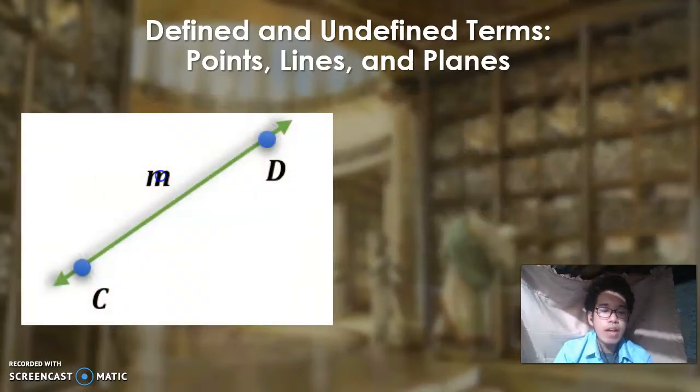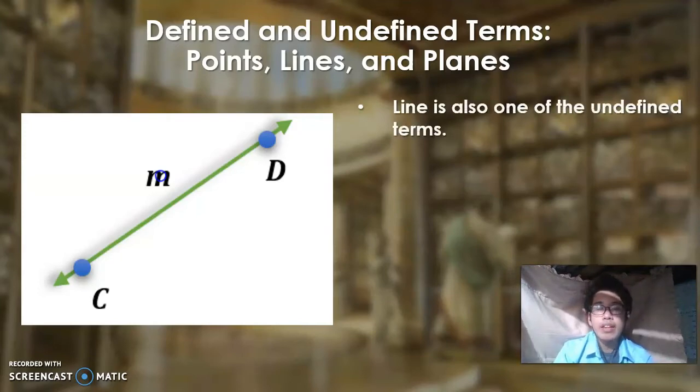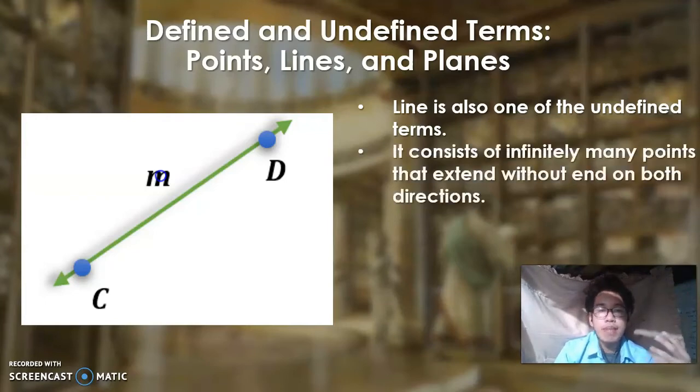Okay, so then we have here a figure. So you're seeing a line. So we call that line CD, and we can also call it line m, the lowercase letter m. So line is also one of the undefined terms. It is the second undefined term. Okay, so it consists of infinitely many points that extend without end on both directions. So it has the arrow signs there, so it goes east to west, north to south, or any kind of direction. So it contains infinitely many points. That's the best definition there.